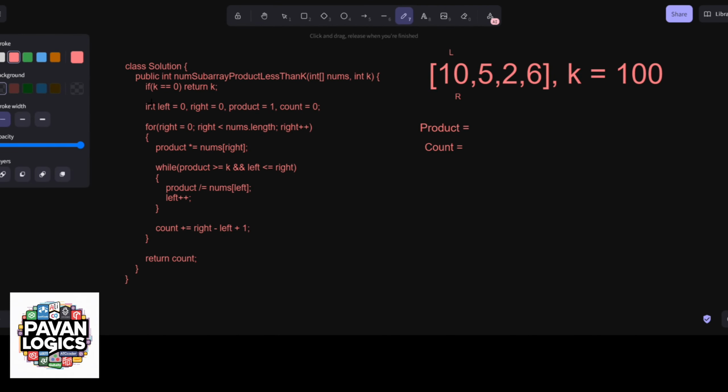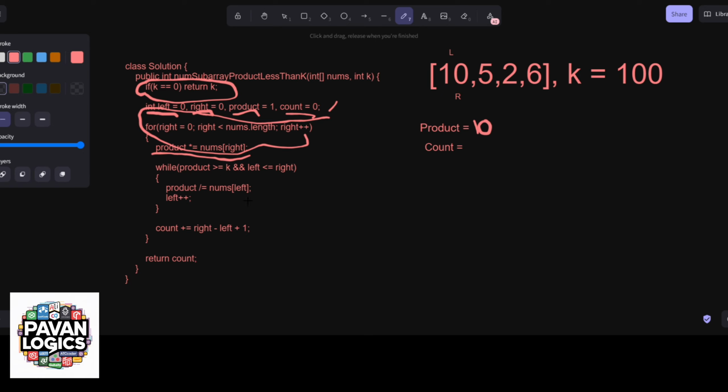Okay, so now code explanation. Initially we have discussed that if k is 0, we will be returning 0, since we can't get a product of 0. Then we will set left and right to 0, product to 1, and count to 0. We will be iterating till right is less than nums length, and we will multiply the product by the nums. Initially r is at 0, so the product will be 10.